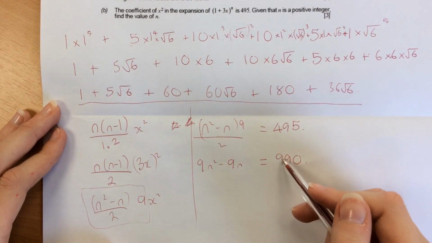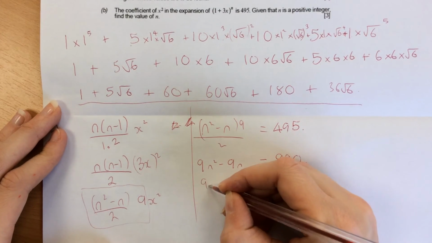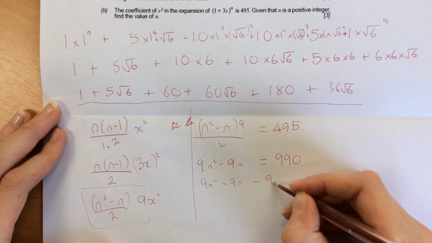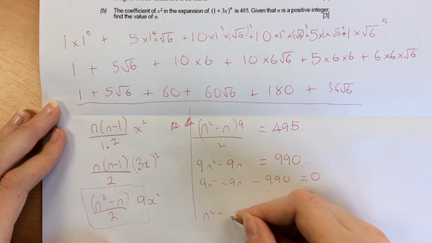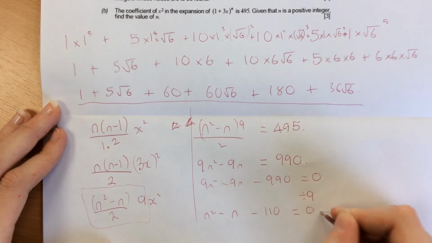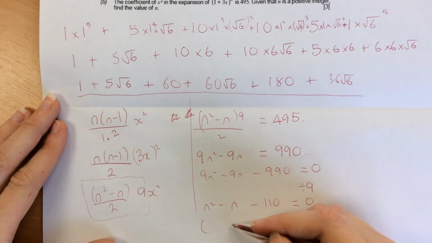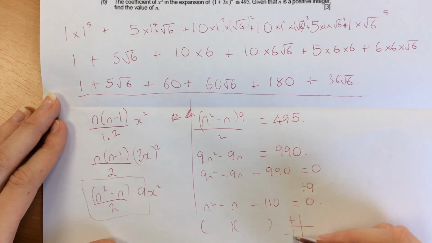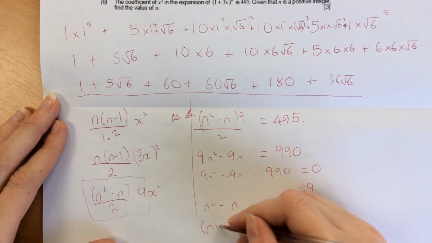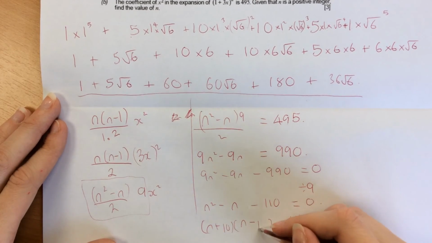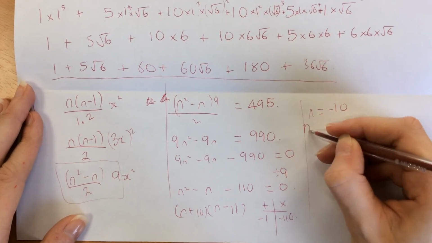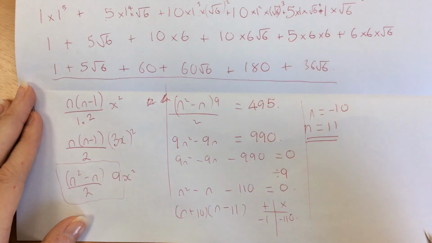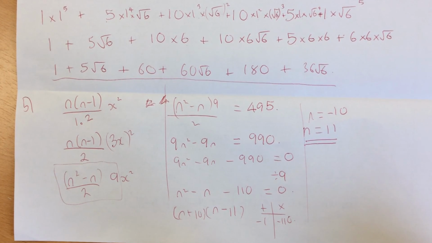Now we're starting to look at a quadratic, which we normally do. So move this over, so you get 9n squared minus 9n minus 990 equals 0. Divide by 9, so we get n squared minus n minus 110 equals 0. And then go on and factorise it. So you need to add to make minus 1 and times to make minus 110. So I'm going to do (n plus 10)(n minus 11). So my two values are n equals minus 10 or n equals 11. But it's positive, so we take n equals 11 as our answer there.